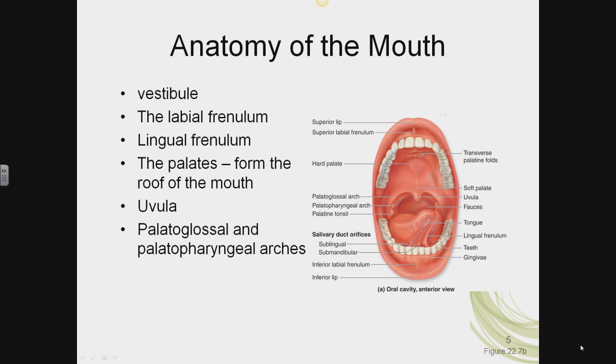Now, if you look at the back of your mouth, you see the fauces. Fauces represent the opening between the oral cavity and the oropharynx. I like to think of them as the tunnels to the back of your throat. The fauces are bounded by paired muscular folds shown here in this picture. The palatoglossal arch is the more anterior fold, and the palatopharyngeal arch is the more posterior fold. And between these two, we find the palatine tonsils.